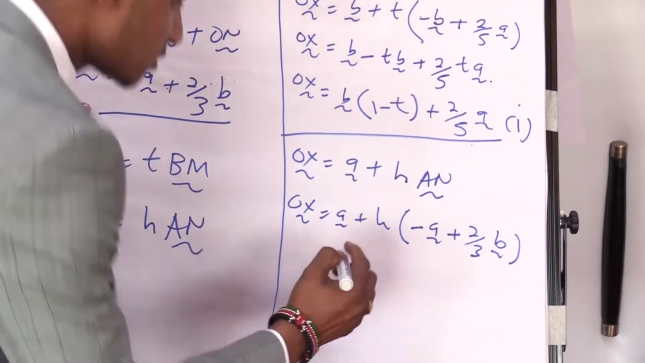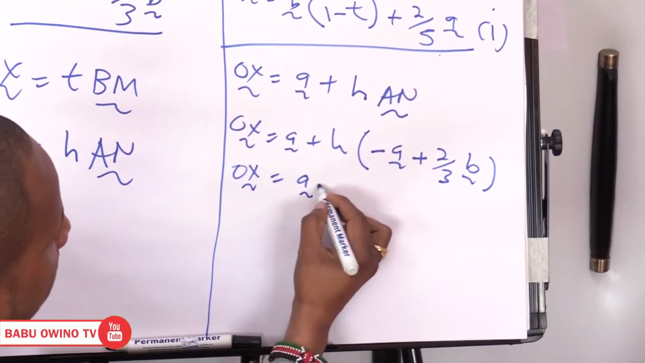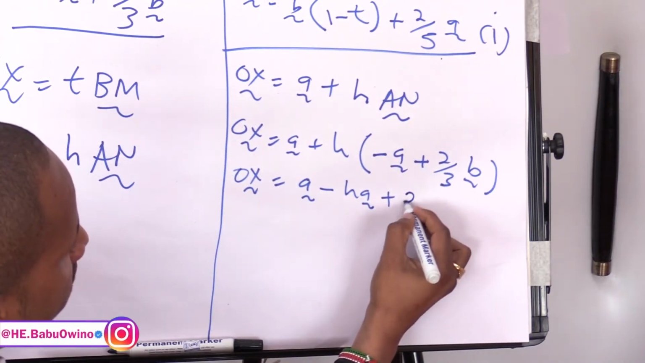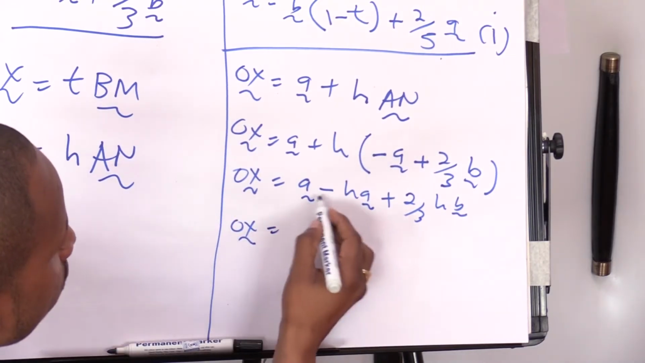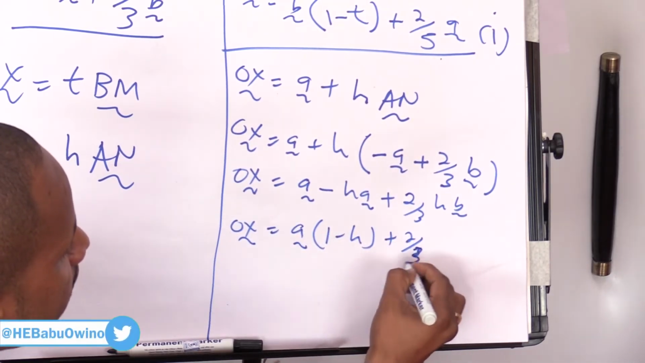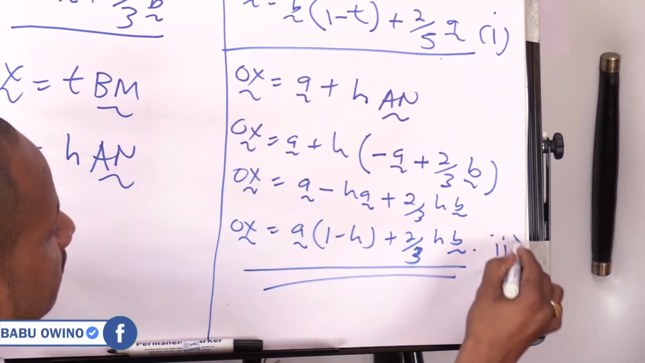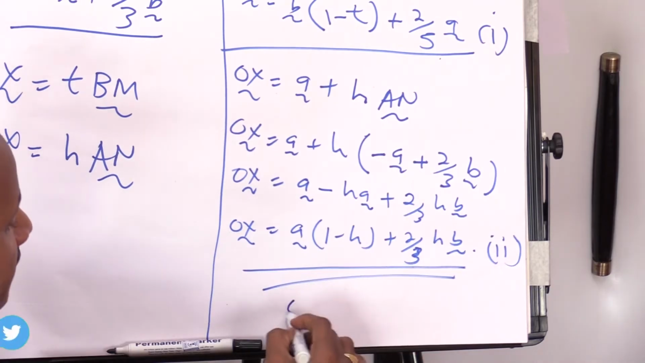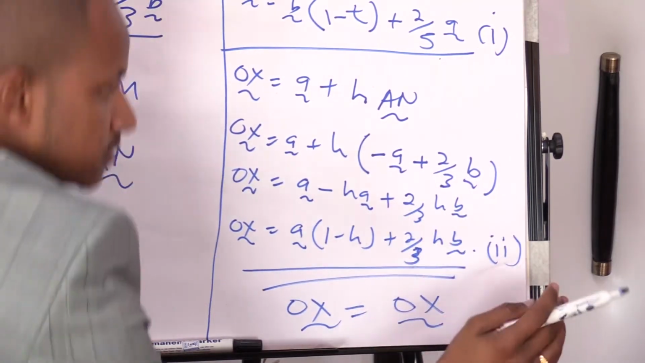So when you open this, you simplify it. OX equals A. H times minus A is minus HA, plus H times 2 over 3 B is 2 over 3 HB. Then simplify, OX equals, common factor here is A into 1 minus H, plus 2 over 3 HB. So this is OX2, this is another OX. So this is OX1, this is OX2. Therefore, OX equals OX. So this equals this.